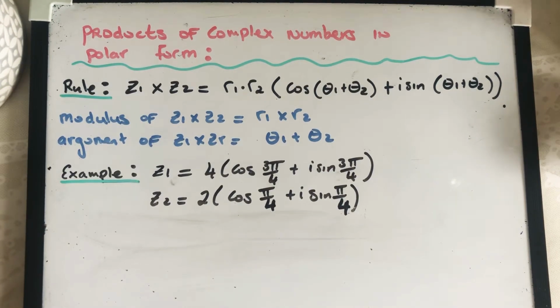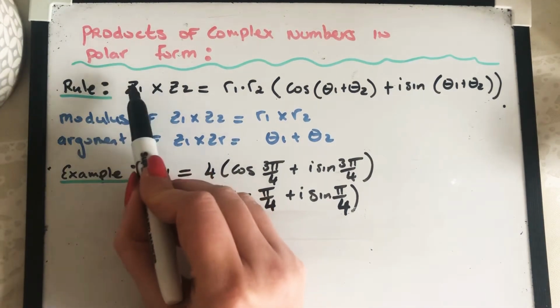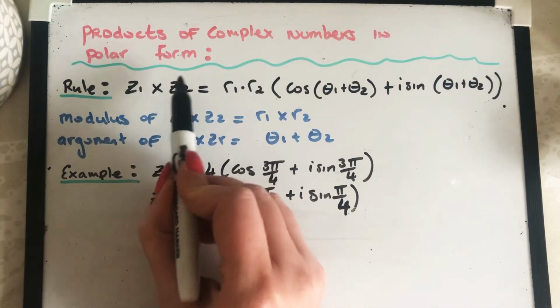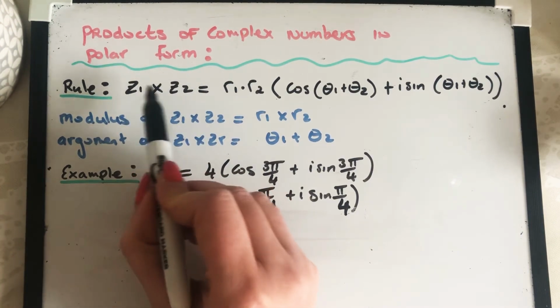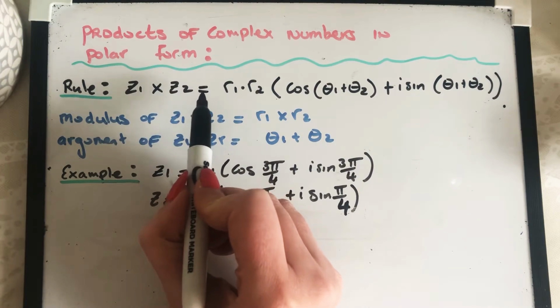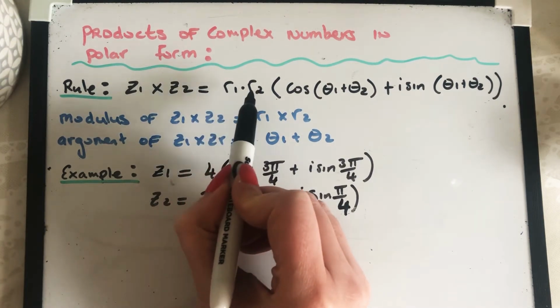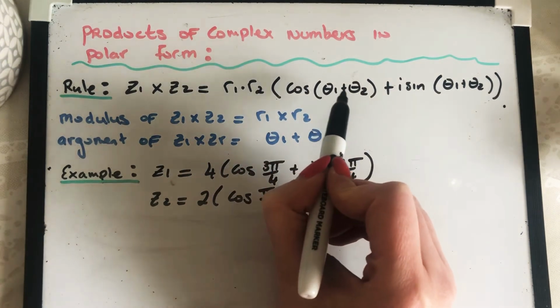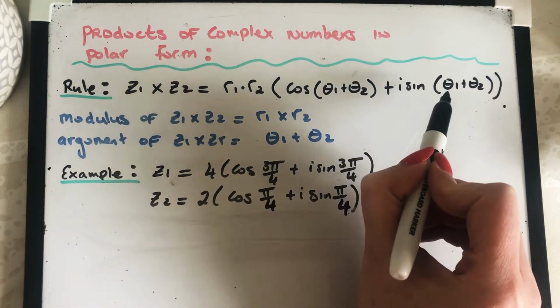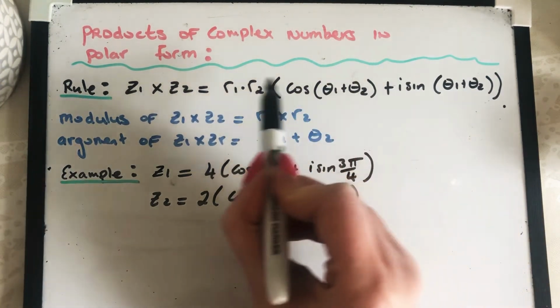In this video we're focusing on the products of complex numbers in polar form. So here is our rule. We've got a complex number z1 and a complex number z2, and bear in mind they're both in polar form. This will be equal to r1 by r2 cos(theta 1 plus theta 2) plus i sine(theta 1 plus theta 2). Now let's simplify this down.